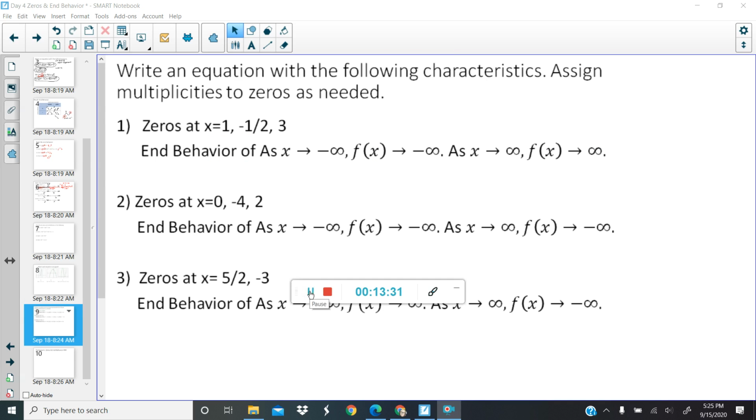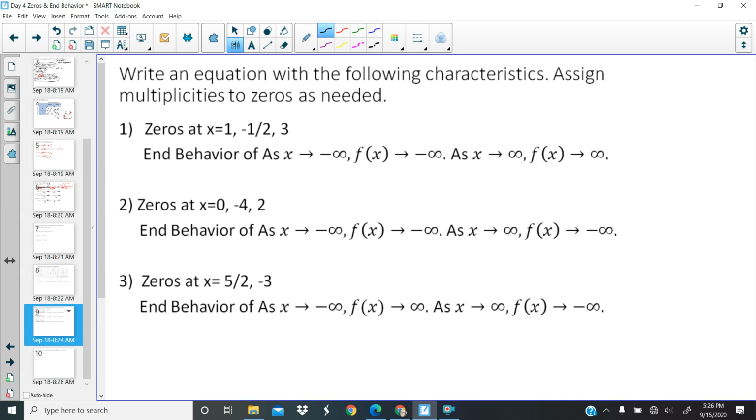All right, so then there's one more thing I want to go over, and it's similar to what we were doing in the beginning. We're still writing equations from the zeros, but this time it's going to give us a specific end behavior. So we have to make sure that the equation that we write has that end behavior. So starting with number 1, we have zeros at 1, negative 1/2, and 3. So I'm going to start by just writing my equation.